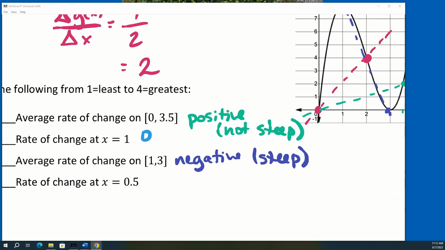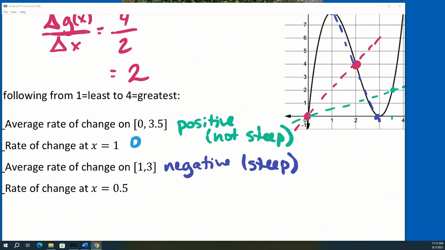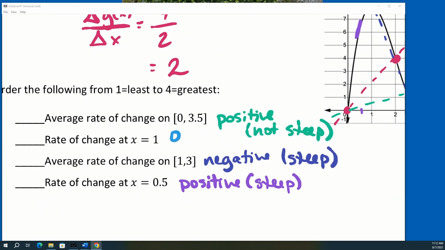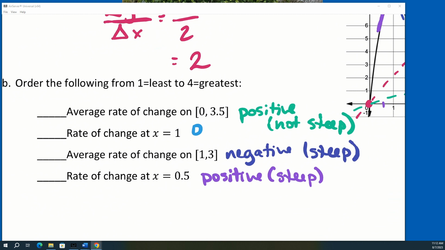All right, one more. So the rate of change at x equals 0.5. So we're looking for a little tangent line. I'm going to say it's about right here. A little purple one. That's positive slope. All right, what about steep or not steep? Definitely steep. All right, so you guys take how we describe those and order them from least to greatest. 1 being the least and 4 being the greatest, please.